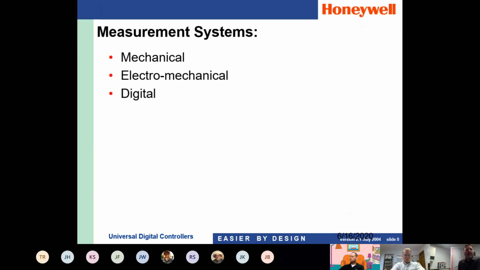The only time you really find mechanical type measuring systems is probably in an explosion-proof area where you can't have electromechanical or digital signals. But most of the time, customers are usually using electromechanical or a digital signal fed back to the control system to do the control. But these three systems here are basically your temperature sensors or process sensors that are feeding the signal back to the process controller.